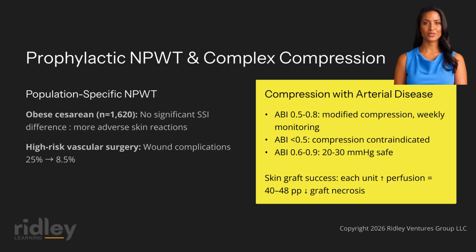Skin grafting procedures also show reduced success in patients with vascular disease. While skin grafts achieve greater success rates in chronic venous leg ulcers compared with other chronic ulcer types, wound bed perfusion is the primary determinant of graft viability, with each unit increase in perfusion associated with a 40 to 48 percentage point decrease in necrosis extension.